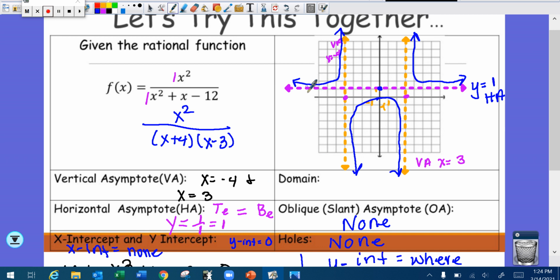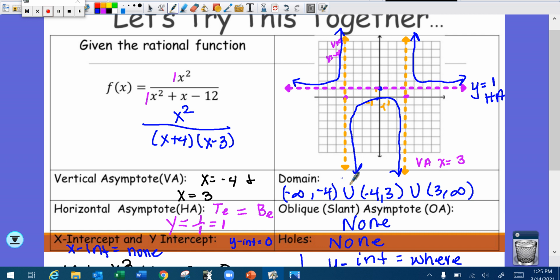And then now we're going to do our domain. It looks like our domain is going to be the x values from -infinity until this asymptote right here, which is at -4. And then we pick up a union. Our domain is in between -4 and 3, and then we pick up the union again, jump over this asymptote, and go from 3, and then this x value goes on forever to positive infinity.